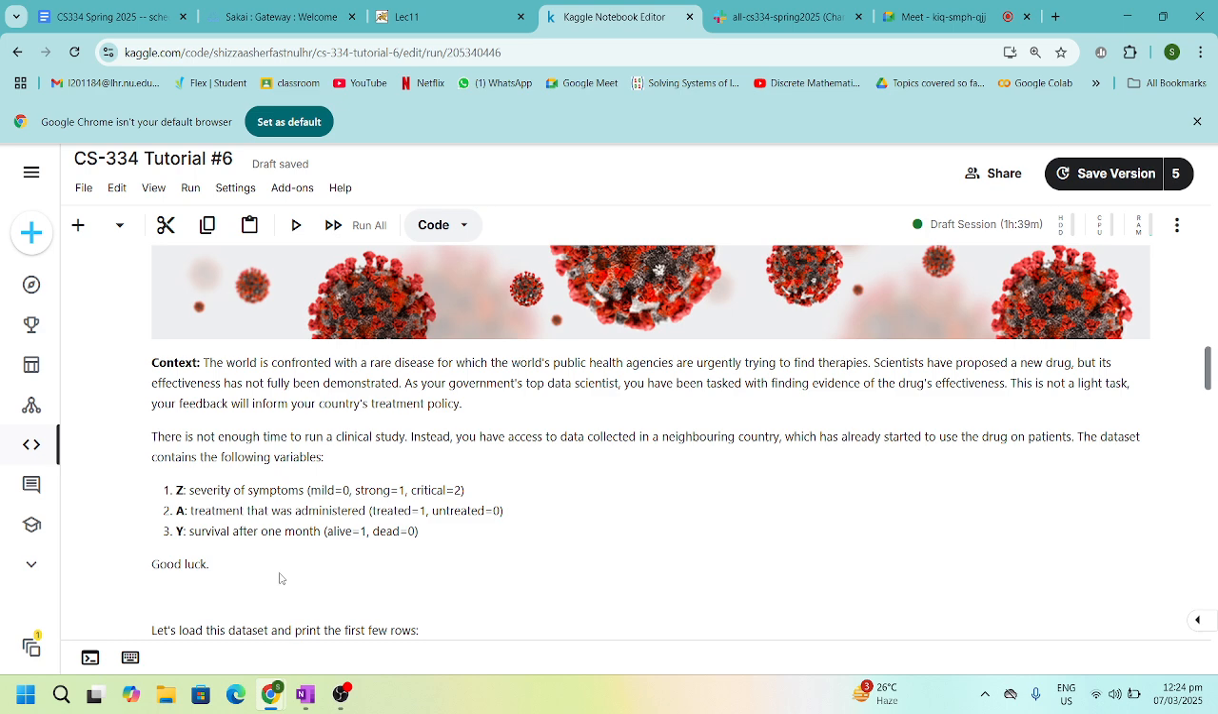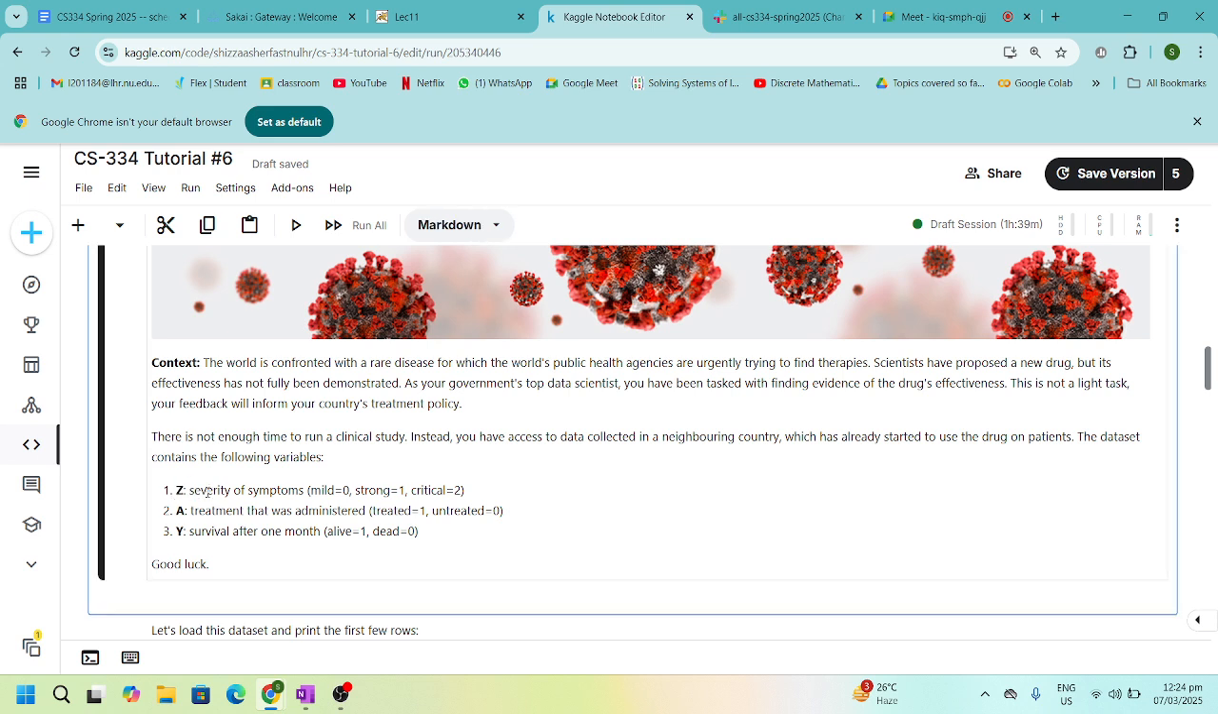We have three variables in our data set. Let's go over each of them. Z represents the severity of symptoms. Z can only have three values. If the symptoms for a given patient are mild, then Z is 0. If they're strong, it's 1. And if they're critical, then it's 2.